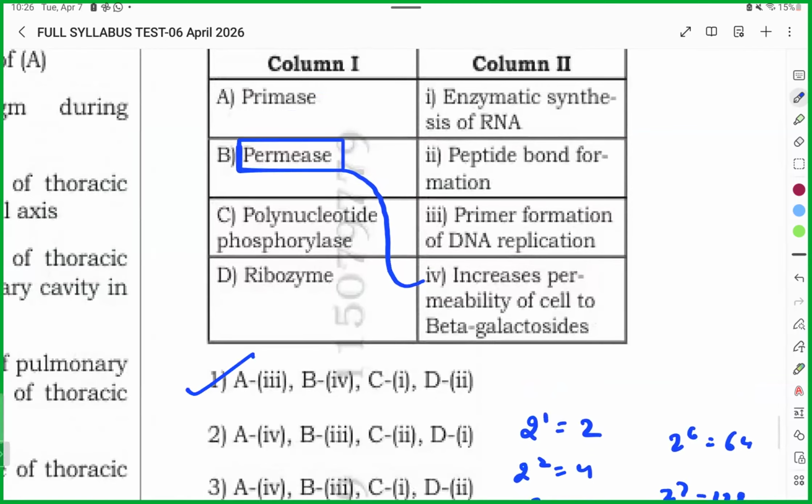Correct? Yes. A will be primase, as the name says, it will help in the primer formation in DNA. Polynucleotide phosphorylase, enzyme synthesis for RNA. ATP addition, energy, and then protein formation. Ribozyme, that we'll discuss in molecular basis of inheritance. Translation, peptide bond formation.